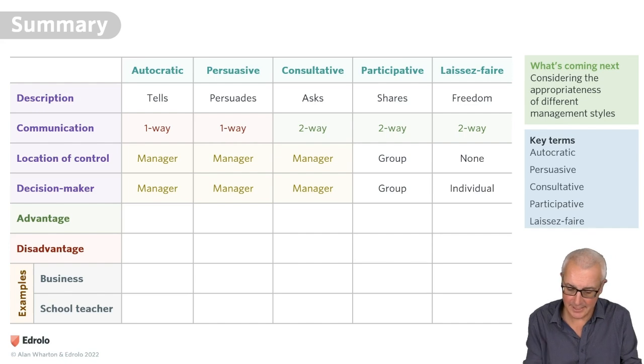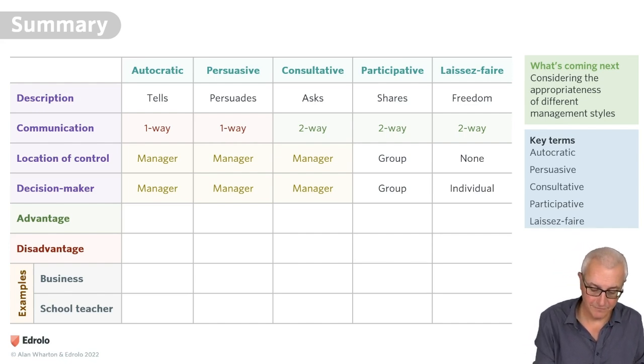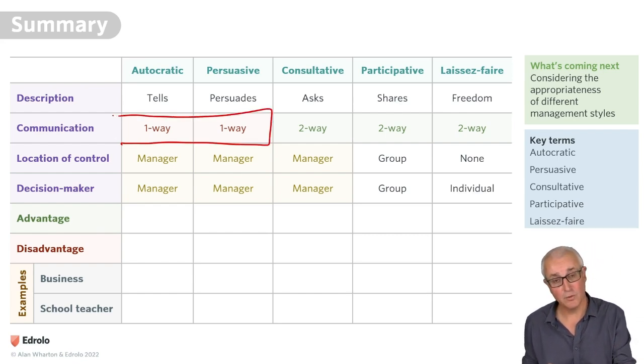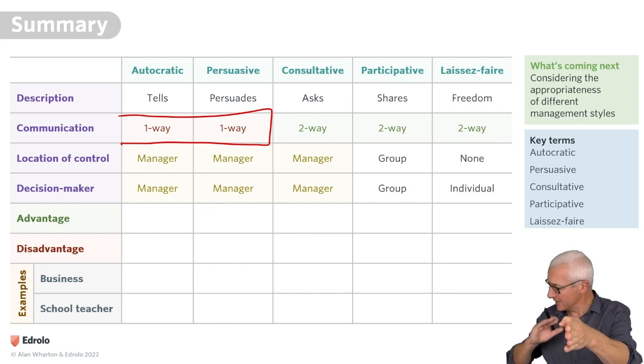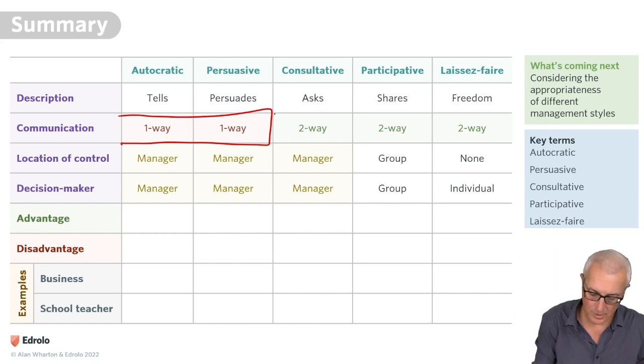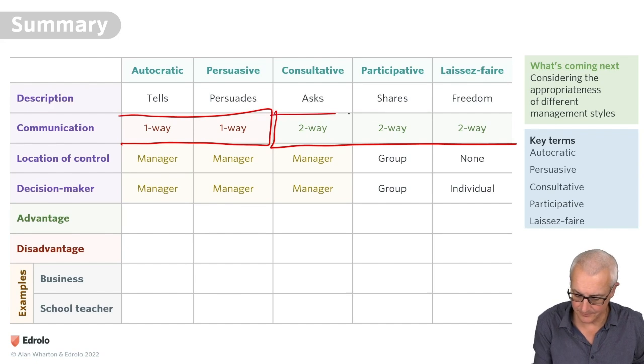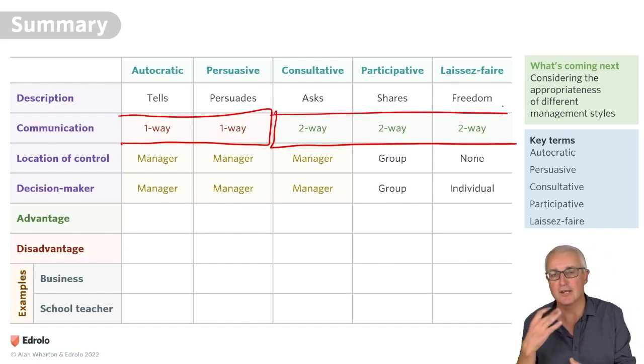Now here we start to see sort of similarities and differences between each one. So both the autocratic and persuasive tell people what to do, okay? It's a one-way line of communication. I'm not expecting any feedback at all. Whereas these three styles are all looking for interaction and feedback.